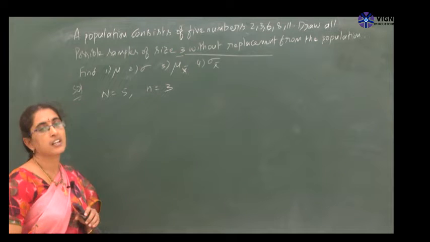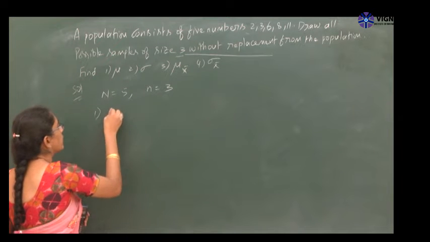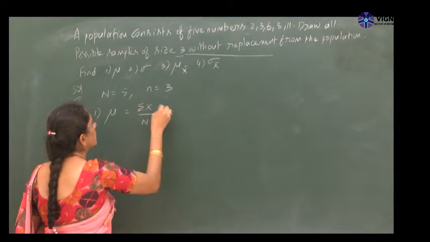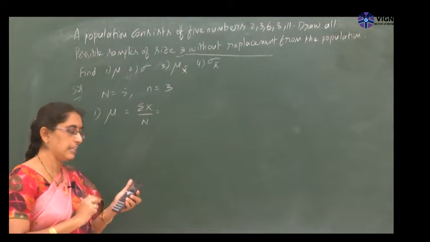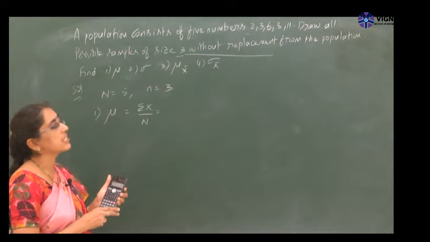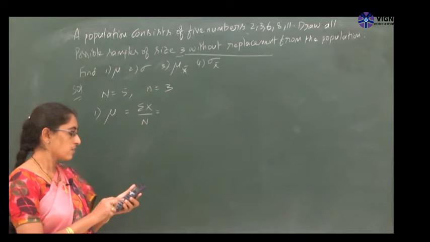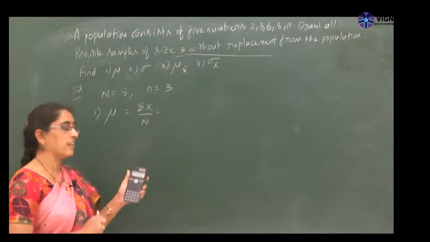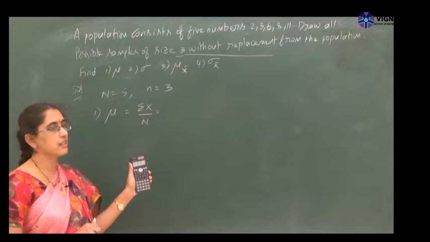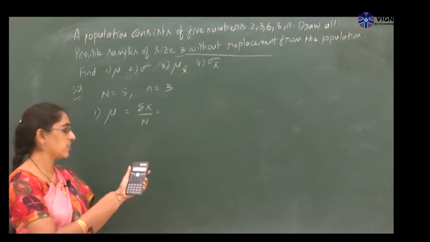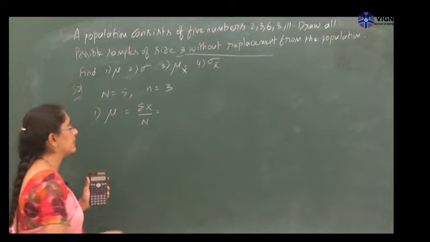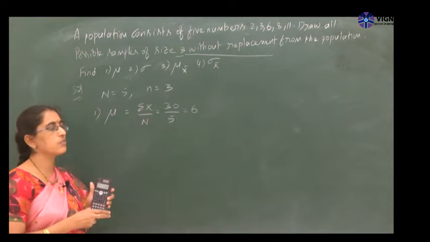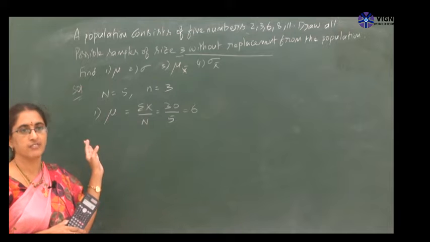First we have to find the mean of the population. Mean of the population is given by mu, and the formula is summation x by n. Go to the regression mode linear and give the 5 values 2, 3, 6, 8, 11 and press shift 1. You will get summation x square, summation x. First we want the summation x, so press 2 equal to, it is 30. Here 30 by 5 is 6. Or else you can use the shift 2 first option, that will give the mean of the data.